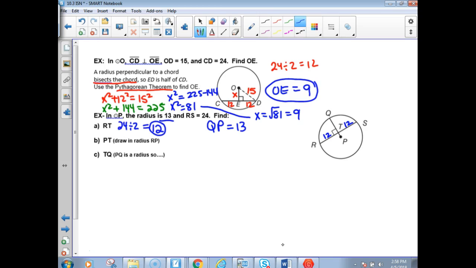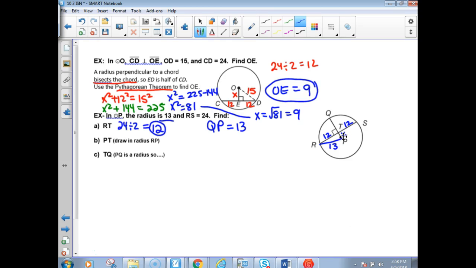Okay, now it says I want to find P to T. Well, that's this tiny little piece right here. I wish I made this circle a little bit bigger. It says to draw in radius RP. Well, then I'm going to draw from R to P a segment, and I'm going to label it 13 because the radii of this circle are 13. I need to find P to T, so I'm going to put an X by that.